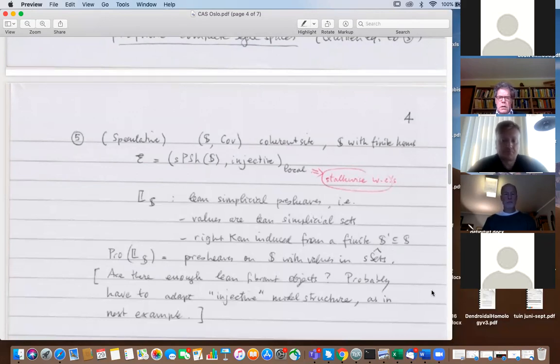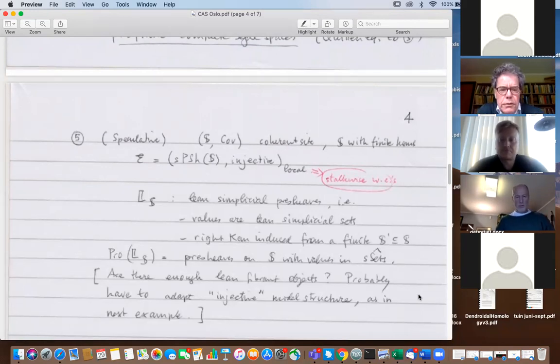Now, I did not elaborate this example because I'm not quite sure what to take as my test objects, because I don't know how many fibrant objects there are which are also lean. Now, this is a problem that I haven't thought much about yet, but the problem occurred already in our first example, our motivating example, which is the next one on the list.